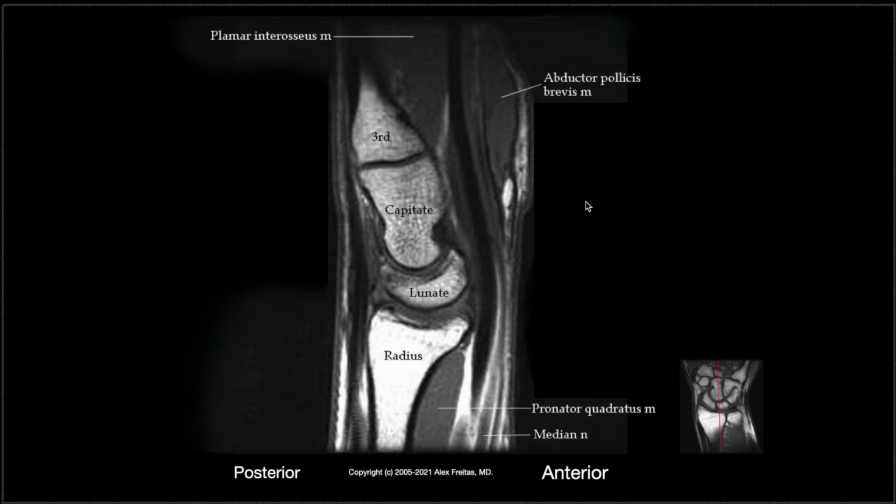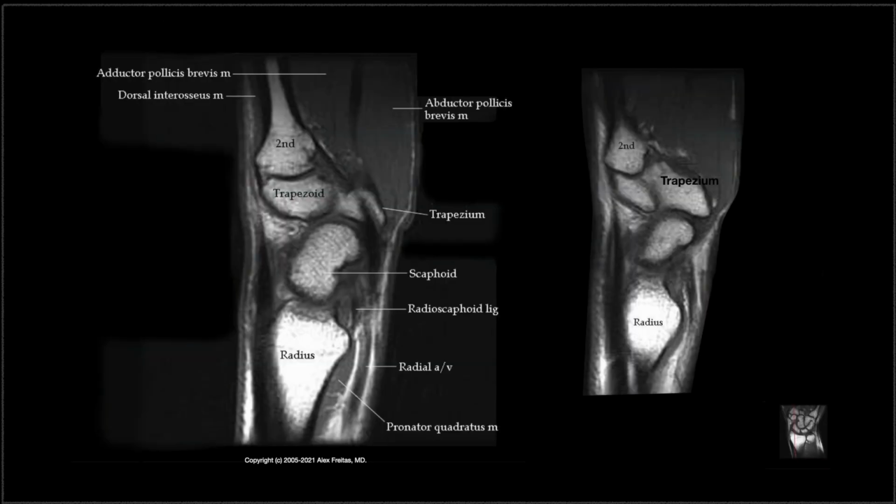In this slide, we can see the cut section where the trapezium and trapezoid are located. So, we see the second metacarpal bone that has articulation with the trapezoid and trapezium. The trapezoid is articulating with the trapezium bone, and then both articulate with the scaphoid bone, which is articulating with the radius. In front of the radius, we see the pronator quadratus muscle and the radial artery and vein.